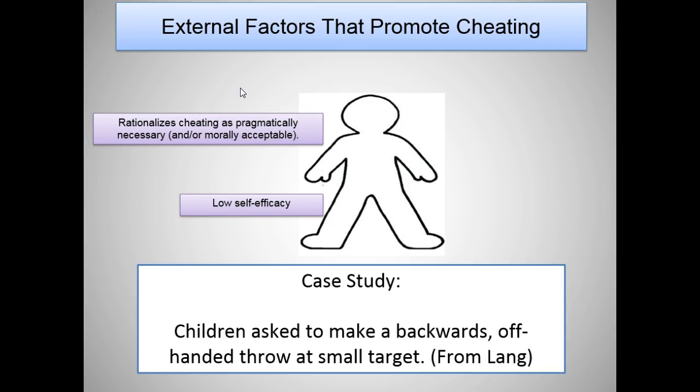There's an interesting case study from Cheating Lessons by Dr. Lang. In this study, researchers asked young children, I don't know, 6 or 7 years old, to do this really difficult physical task. Stand, and behind you there's a target. You're supposed to throw a ball with your offhand, so if you're right-handed, throw with your left hand over your shoulder and try to hit the bullseye with this little ball.